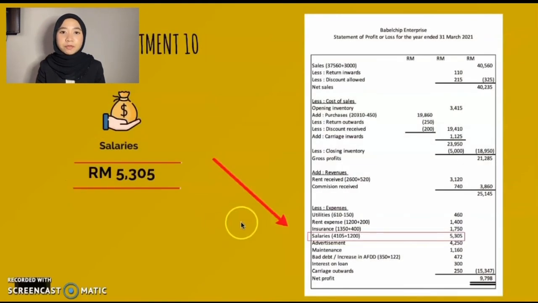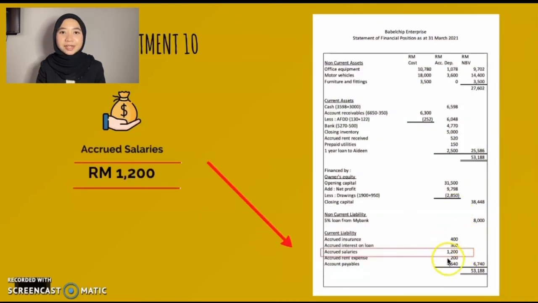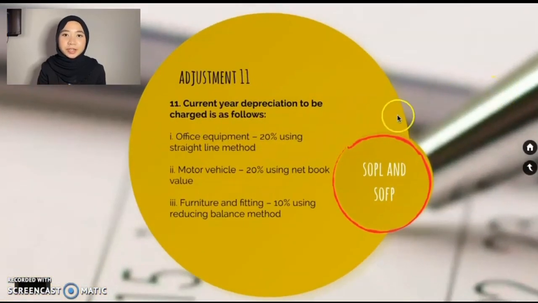In the statement of profit or loss, the total salaries of 5,305 is reflected here. On the other hand, accrued salaries of 1,200 is reflected under the current liability here. Moving on to adjustment number 11, which relates to the depreciation for the year. As you can see, depreciation is to be calculated as indicated in the slide.